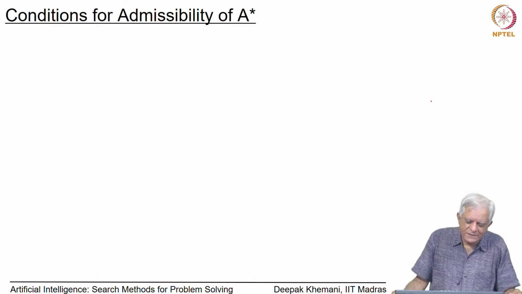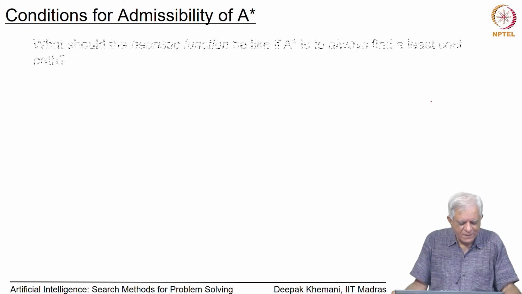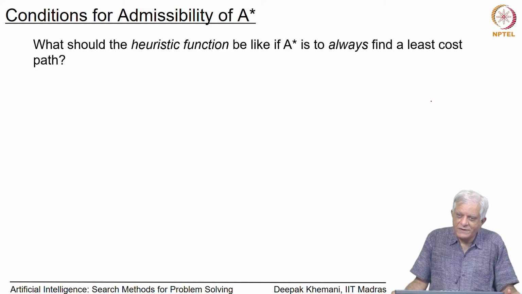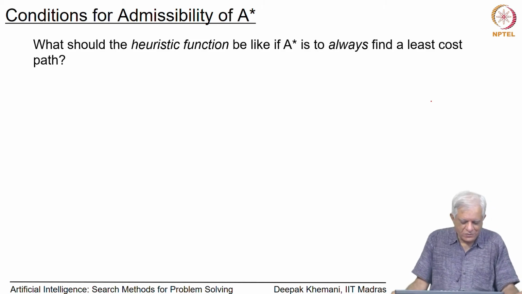Now, what are the conditions for admissibility of A star? When we say conditions, we basically mean conditions on the problem statement and in particular on the heuristic function. So, what should the heuristic function be like if A star is to always find a least cost path, and when we say this, we mean that it always finds a least cost path to the goal node? We are not yet concerned with intermediate nodes.